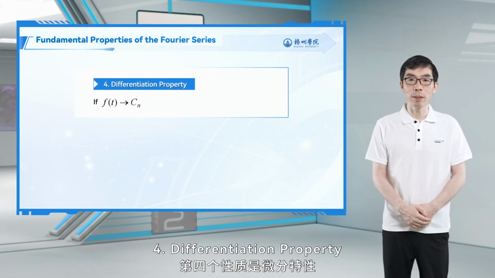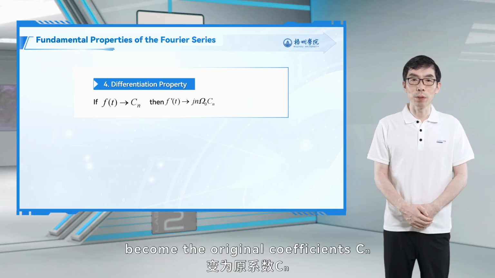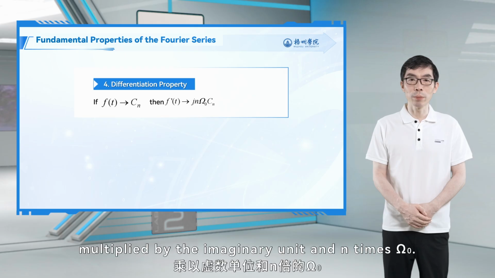4. Differentiation property. The Fourier coefficients corresponding to the derivative of f(t) become the original coefficients Cn multiplied by the imaginary unit j n times omega 0.